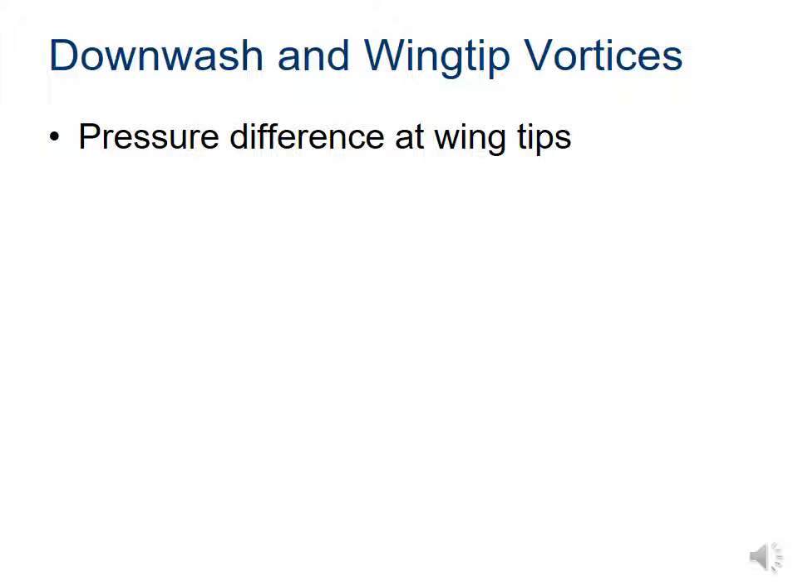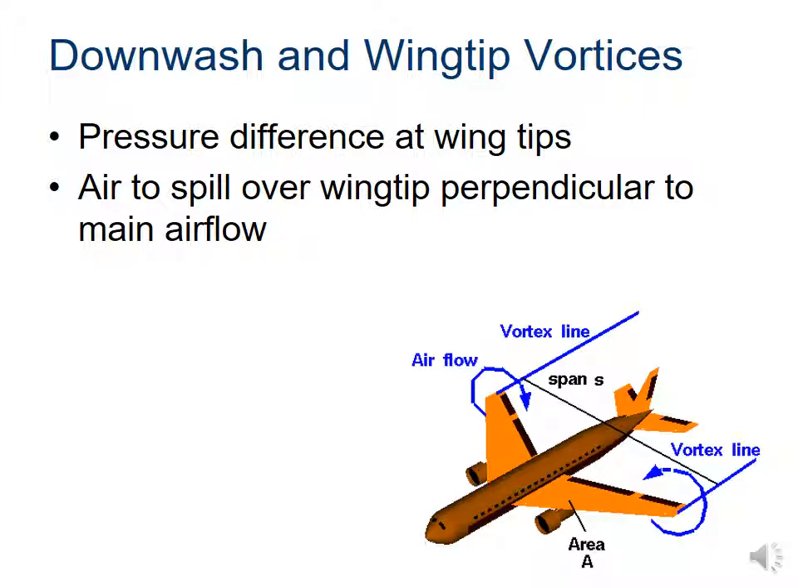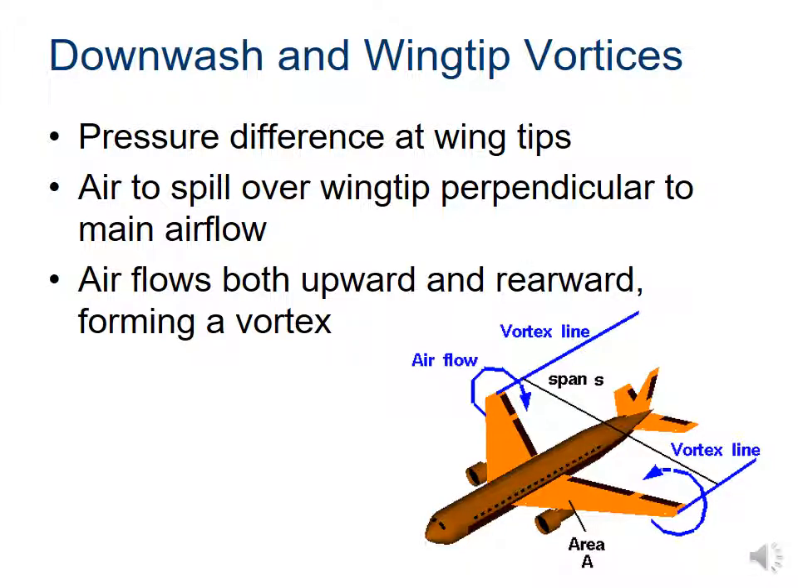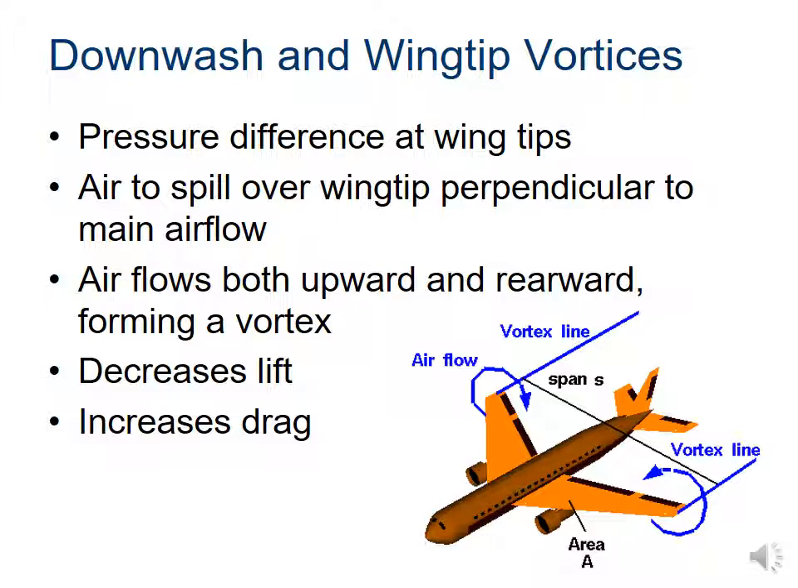The pressure difference above and below the wing can cause airflow that is perpendicular to the main airflow over the wing. This causes a flow that's both upward and rearward, causing the air to form a vortex. This can be seen on some aircraft at slow airspeeds in high humidity conditions, like at takeoff and landing. This will decrease available lift and increase drag. Bigger planes make bigger vortices, so in a large commercial aircraft, this could significantly affect performance and efficiency.